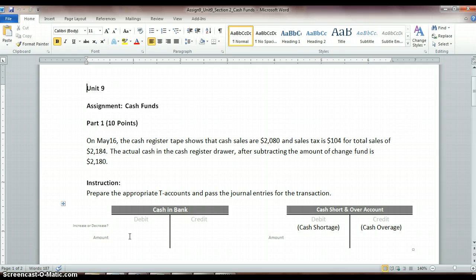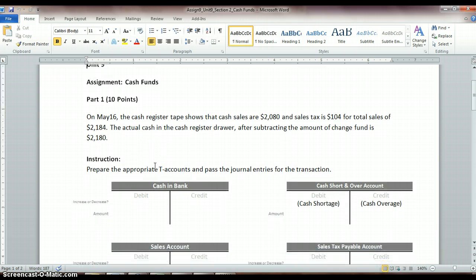We're looking at Section 2, and the assignment in Section 2 is cash funds. We're going to be looking at recording cash shortages or overages, and then also looking at replenishing our petty cash fund. So parts 1 and 2 of the assignment, cash funds. In part 1 we're looking at recording cash shortages and overages.